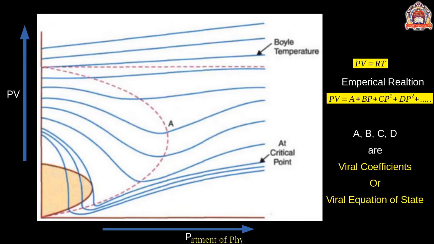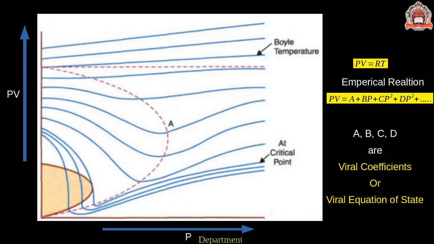Here the second virial coefficient B is most important. It varies monotonically for all gases. At low temperature the second virial coefficient is negative. On increasing the temperature, it slowly increases, becomes 0, and then turns positive.